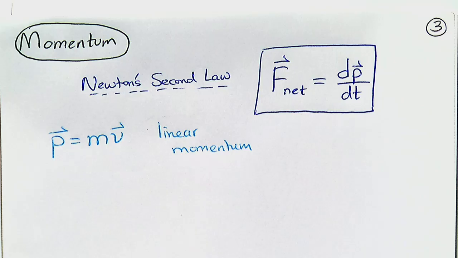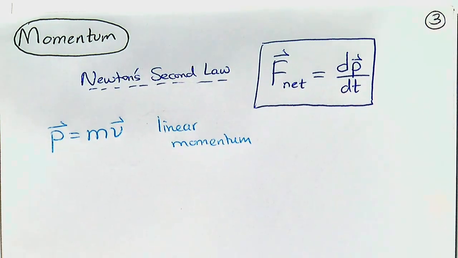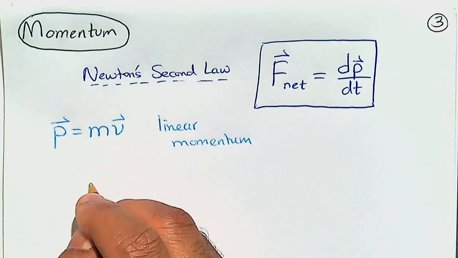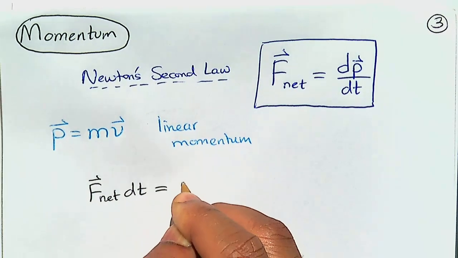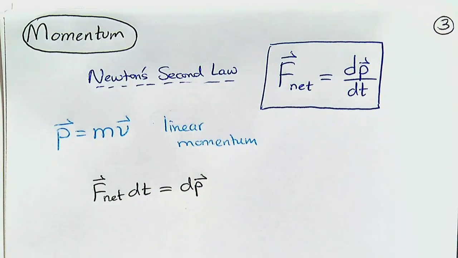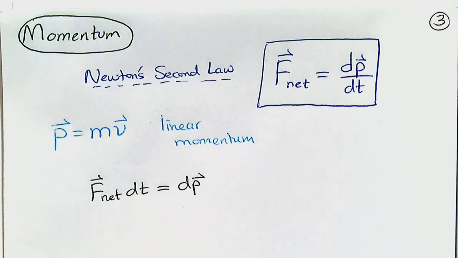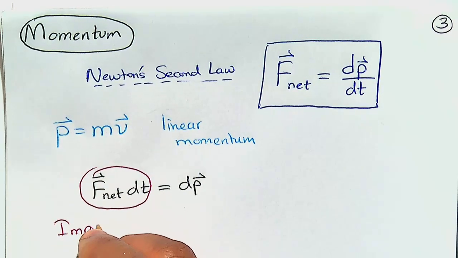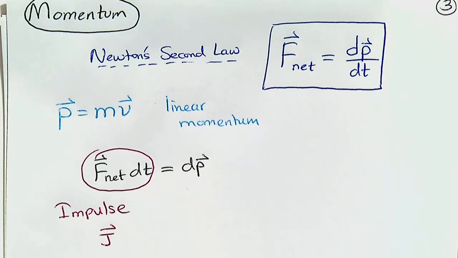What we're going to do here is rearrange some of these terms a little bit. I'm going to move the time over to the left-hand side, and write that the net force times dt is equal to dp. All I'm doing is moving some terms around, and I'm going to give this left-hand side a new name. I'm going to call that impulse, and the symbol we're going to use is J.